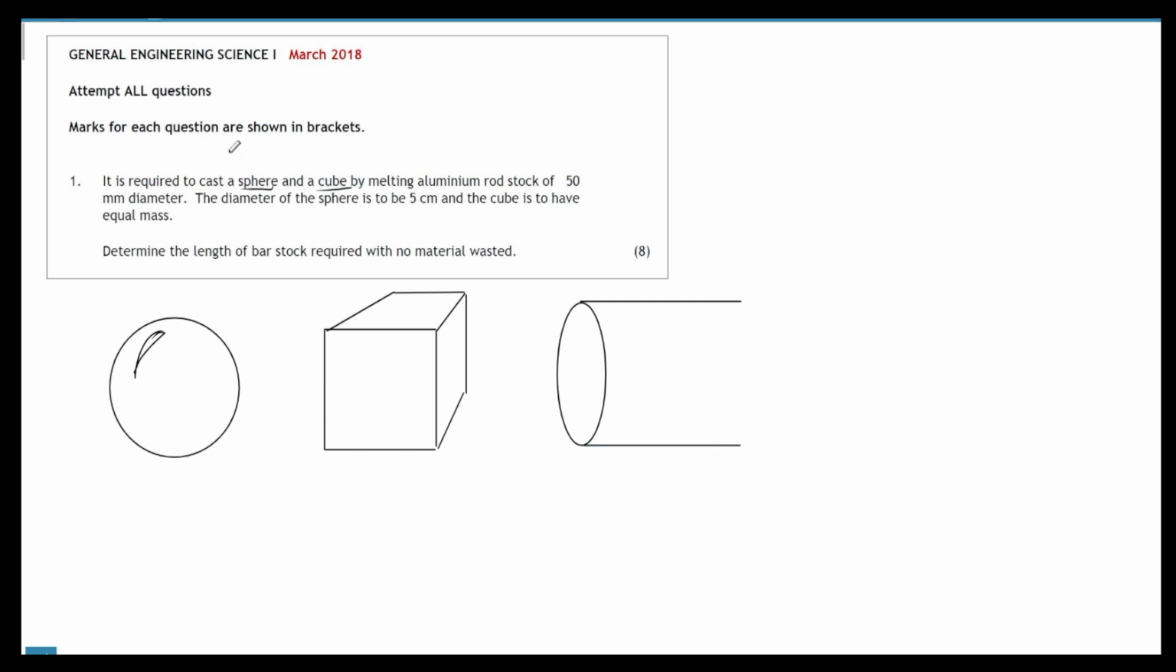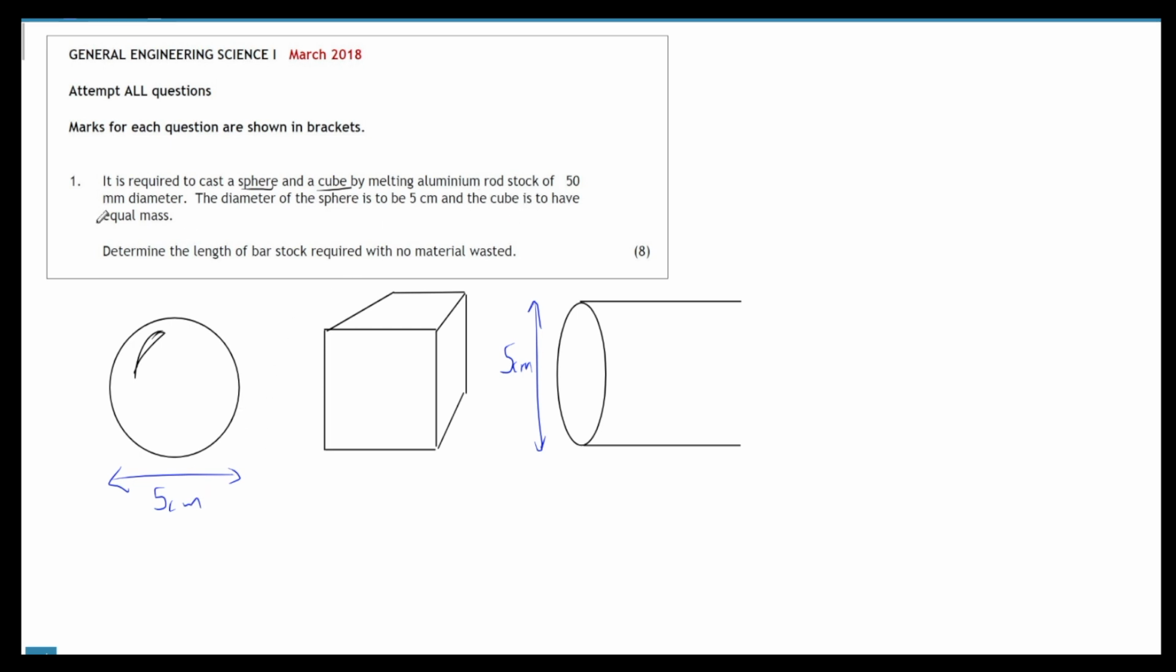Let's put some information on here. It says that the diameter of the rod is 50 mil. That's the same as 5 centimeters, so I could actually turn it into 5 centimeters, seeing as everything else is in centimeters. Now the cube, I don't know. But then the diameter of the sphere, oh yeah, that's really useful. So the diameter of the sphere is going to be 5 centimeters.